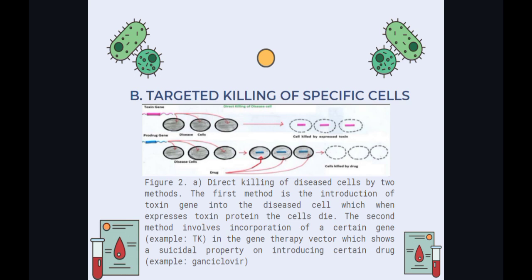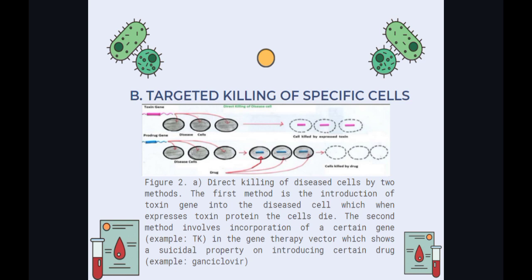In Figure 2.a, direct killing of disease cells by two methods. The first method is the introduction of a toxin gene into the disease cell, which when it expresses the toxin protein, the cells die. The second method involves incorporation of a certain gene, example TK, in the gene therapy vector which shows a suicidal property on introducing a certain drug, example ganciclovir.